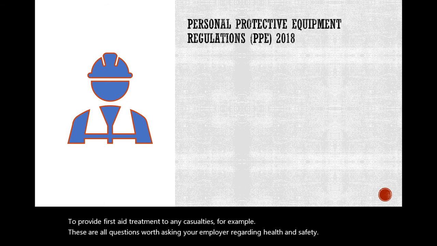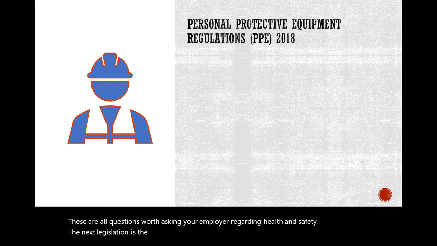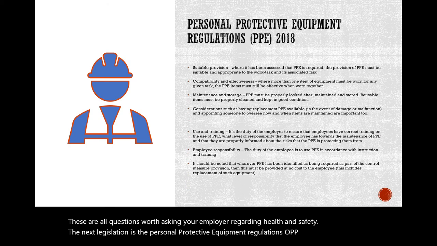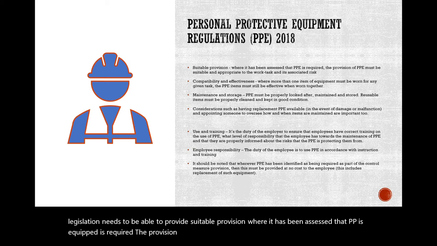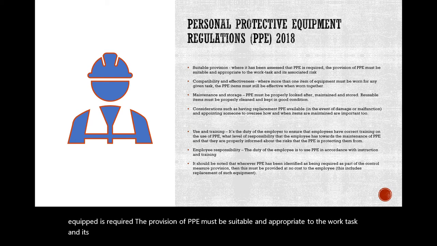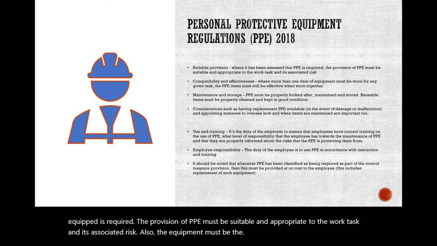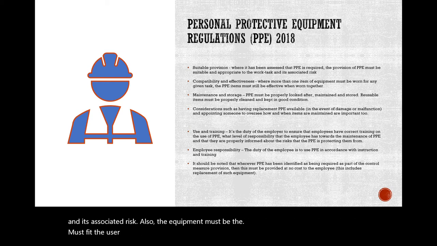The next legislation is the Personal Protective Equipment Regulations, so PPE 2018. This legislation needs to be able to provide suitable provision. Where it has been assessed that PPE is required, the provision of PPE must be suitable and appropriate to the work task and its associated risk. Also, the equipment must fit the user properly and be of proportionate size and weight for them to use.